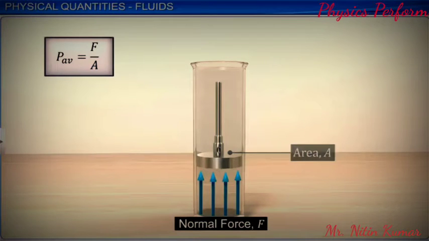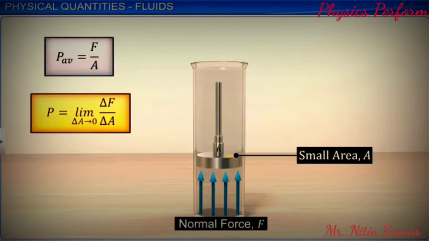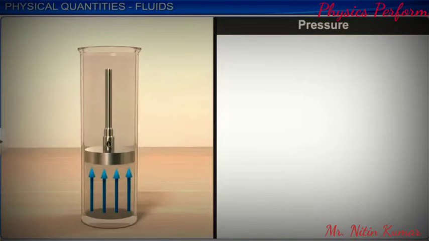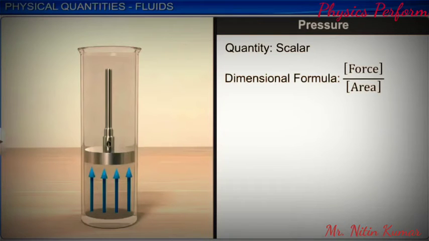The magnitude of pressure does not change with direction. Hence, pressure is a scalar quantity. The dimensional formula of pressure is the ratio of the dimensional formula of force to that of area. The dimensional formula of force is MLT power minus 2. The dimensional formula of area is L power 2. Hence, the dimensional formula of pressure is ML power minus 1 T power minus 2.